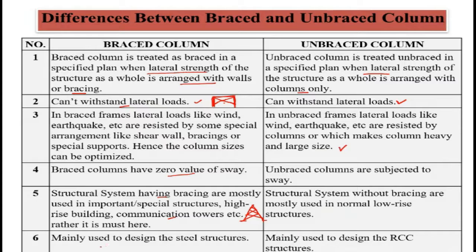Okay, so braced column mainly used to design the steel structure. So kalau kita buat steel structure like communication towers tadi or water tank punya tower tadi, so kita make from steel structure, so kita buat braced column. And unbraced column mainly used to design the reinforced concrete structure.